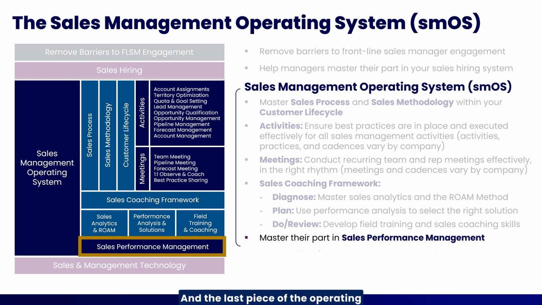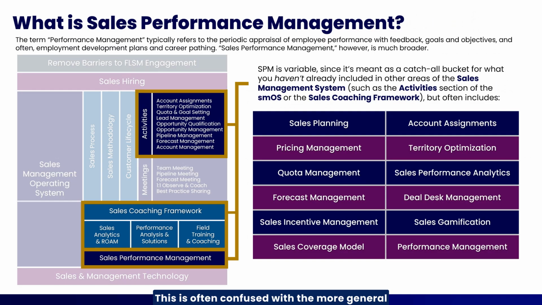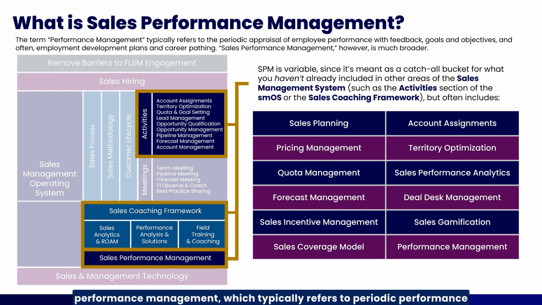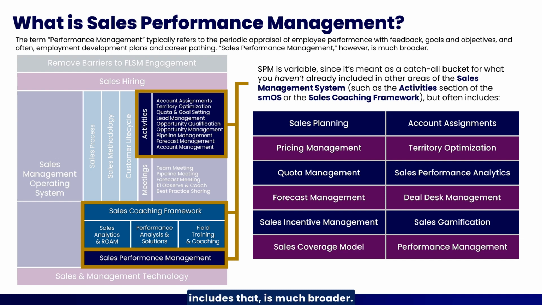And the last piece of the operating system is for managers to master their part in sales performance management. This is often confused with the more general performance management, which typically refers to periodic performance appraisals with feedback, goals, and objectives, and often employee development plans and career pathing. Sales performance management, however, while it includes that, is much broader. SPM is variable since it's meant almost as a catch-all bucket for what you haven't already included in other areas of the sales management system.